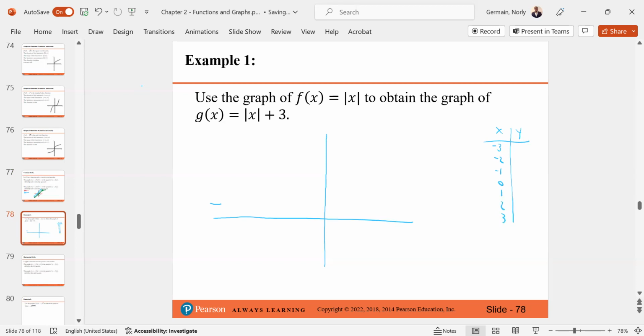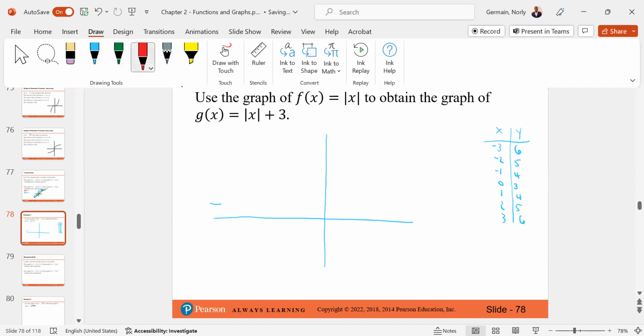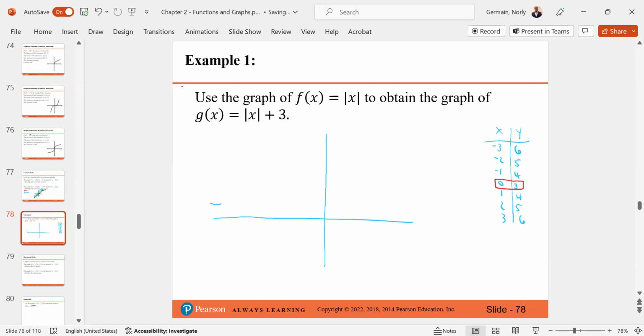So I suppose I take these numbers. If x is -3, this one would be 6. If x is -2, you're gonna have 5. -1 gives you 4, 0 gives 3, 1 gives 4, 2 gives 5, and 3 gives 6. The thing you need to verify here is the vertex. That means the turning point. What is the one that is different? It is only 0, 3.